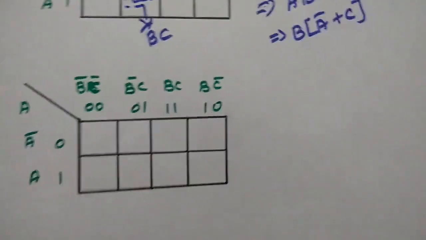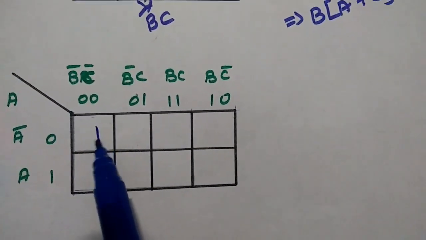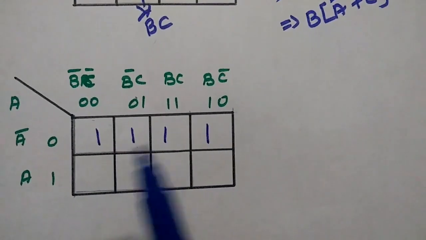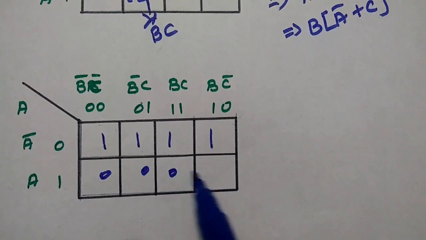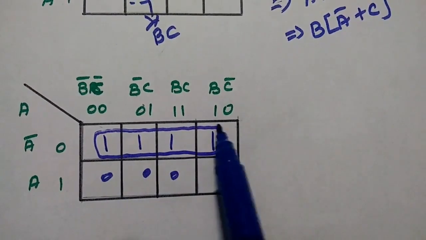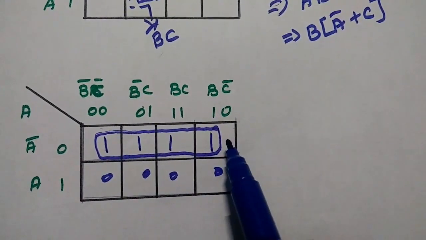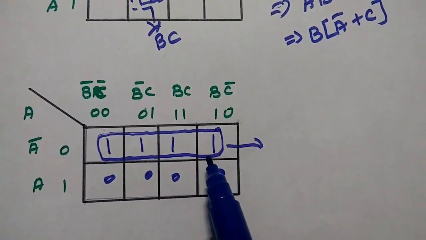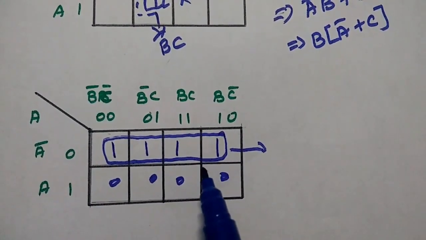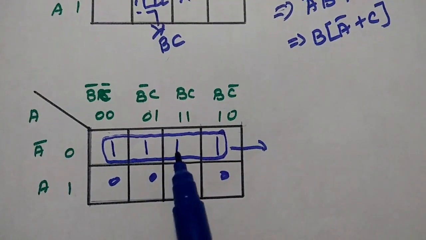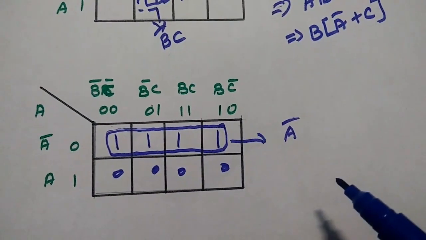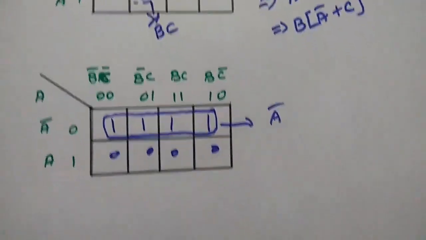The next one is group of 4s. Here I can have ones like this. There are 4 ones, and consider the remaining are 0. Then I can group the ones like this. This is for group of 4s. For this grouping, what is the value of the Boolean expression? The common term is A bar.